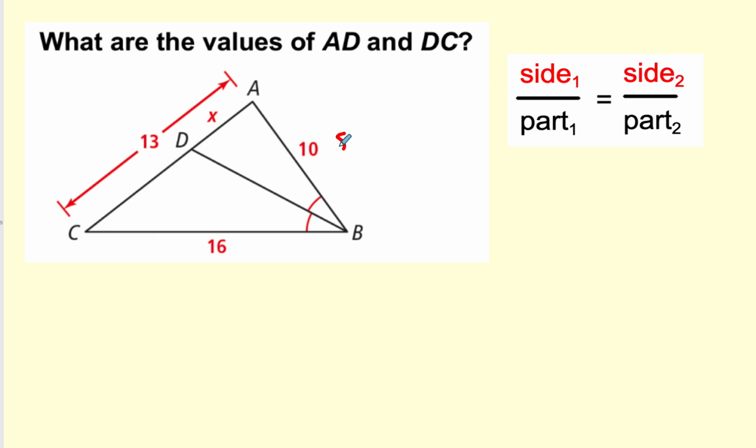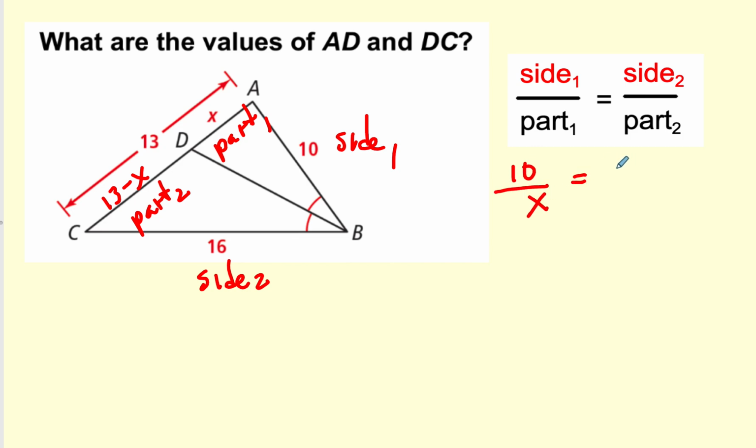So I'm going to count this as side 1, and I'm going to count this as side 2, and this will be part 1, and this will be part 2, and part 2 will be 13 take away x, because 13 is the whole length, and 13 minus x will be how long this part is. So side 1 is 10, part 1 is x, side 2 is 16, and part 2 is 13 minus x. I'm going to cross multiply. 10 times 13 minus x equals 16x.